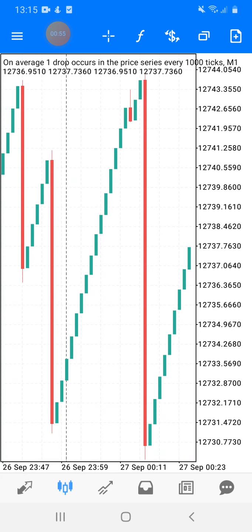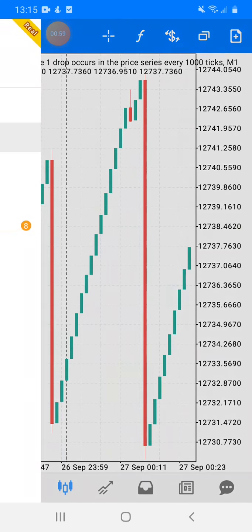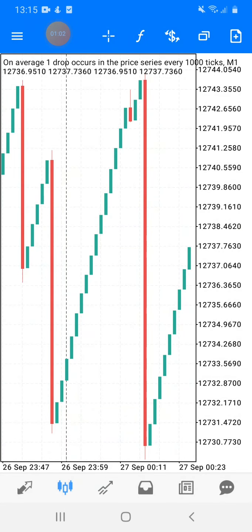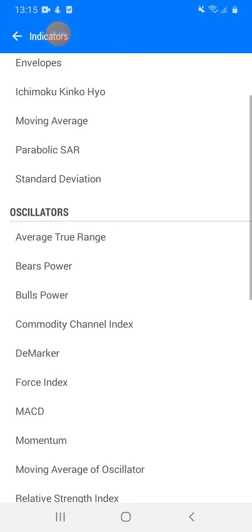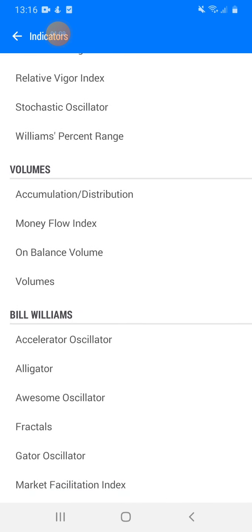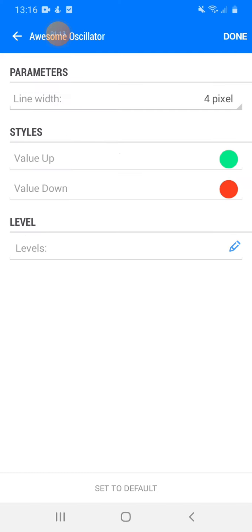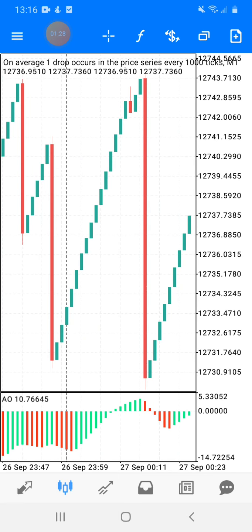Okay, so we're going to start off with the 27th, that was yesterday. And this is the live account. You know how we go, right. So we're going to press the F, and go all the way to the bottom to Bill Williams, and select the awesome oscillator, and leave the line width at 4, which is 4 pixels. Then make your upper value green and your lower value down red, and press done. So we have that in our chart.